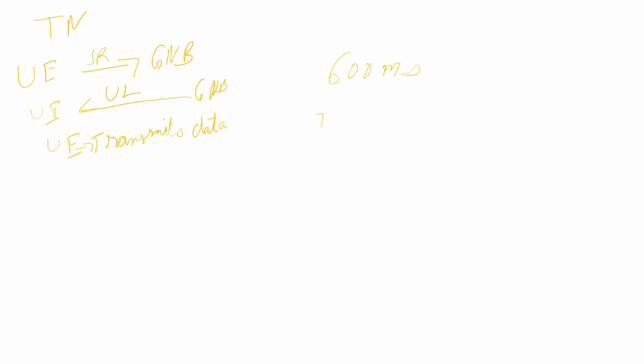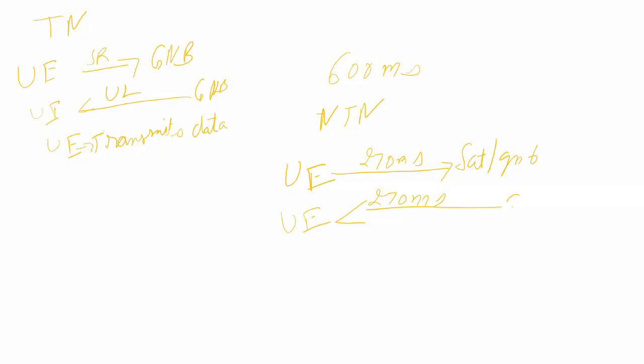Suppose in the case of NTN, the UE sends a message to the satellite or gNodeB. It will take around 270 milliseconds to reach. After that, the gNodeB grants UL access. So it will take around 600 milliseconds in total. If normal timers are used, like 40 milliseconds, 50 milliseconds, or 120 milliseconds, the UE will assume that its SR scheduling request was lost. So the network may end up receiving duplicate SRs. Again an SR will be sent, and again.